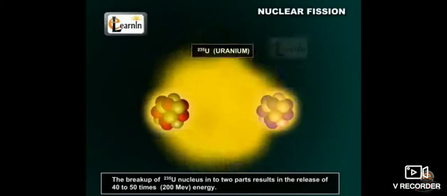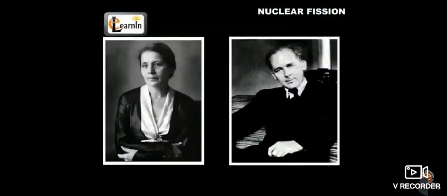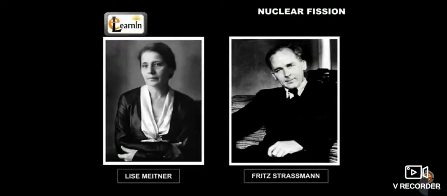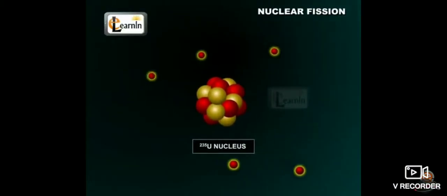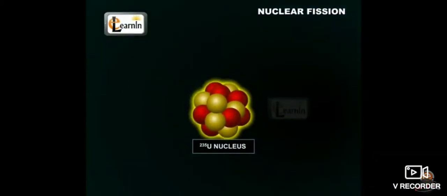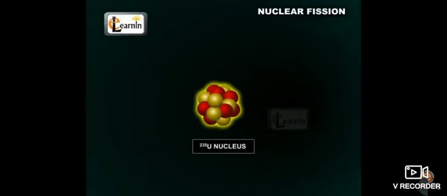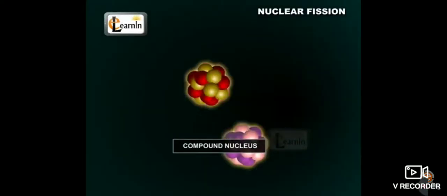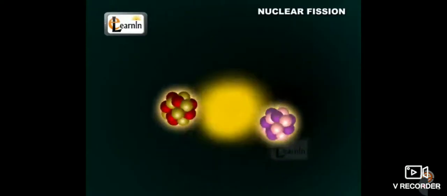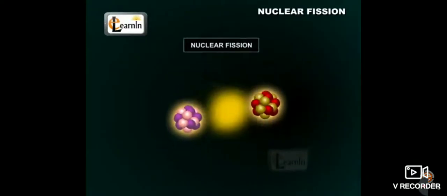the neutron which triggered it. He, along with his two colleagues, Lise Meitner and Fritz Strassmann, found that when the nucleus of uranium-235 is bombarded with neutrons, it will absorb one of the neutrons. When the nucleus is bombarded, this results in an unstable compound nucleus, and the nucleus breaks into two equal parts. This process is referred to as nuclear fission.